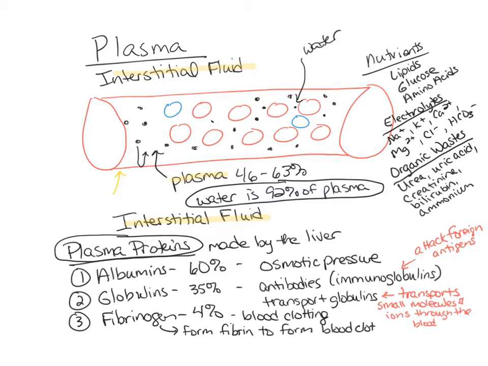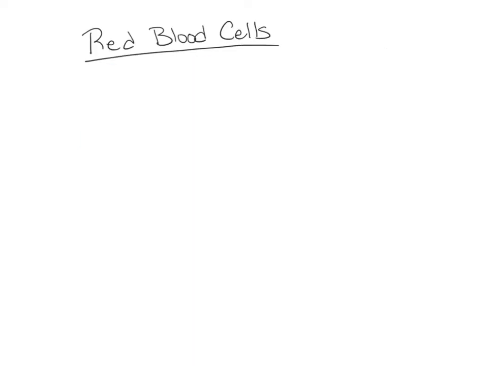Now you might hear the term serum. Serum is the plasma with the fibrinogen taken out of it. So serum is basically the plasma minus the clotting proteins. So now we're done talking about the plasma, and now I want to talk about the formed elements. The formed elements again are made up of the red blood cells, the white blood cells, and the platelets. So we will cover the red blood cells for the remainder of this video, and then we'll pick up and talk about the white blood cells and the platelets in our next video.